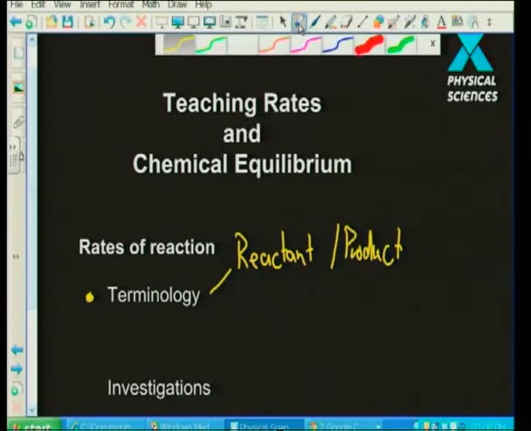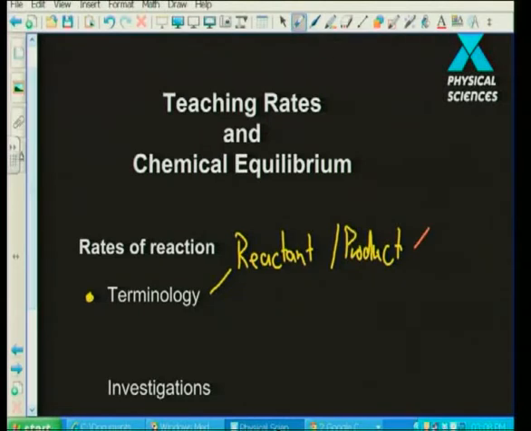Now, in terms of the terminology, the other thing that is important for us to recognize is a related term, which is often used in chemistry, and it's called yield. And the yield simply refers to the amount of product. Now, when we say the amount of product, it means the number of moles or the mass or the volume of the product that has been formed.